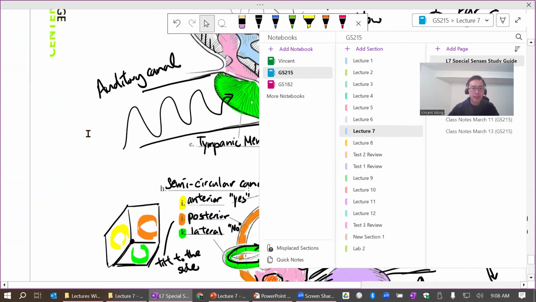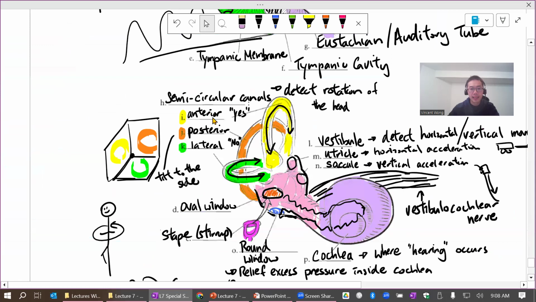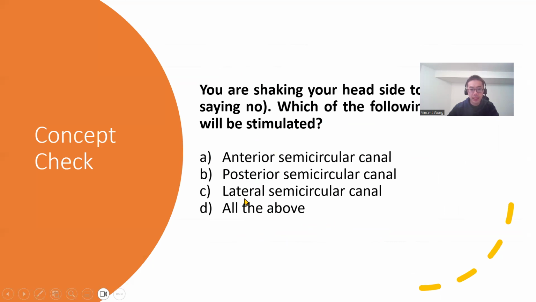Okay, so here it is. I don't know if you wrote it down last time, but saying no, shaking the head side to side, that's going to stimulate the green one, right? The green one is the one that's parallel to the ground. So when you move the head sideways, it's going to stimulate that one. So the answer is lateral. Okay, lateral. C.